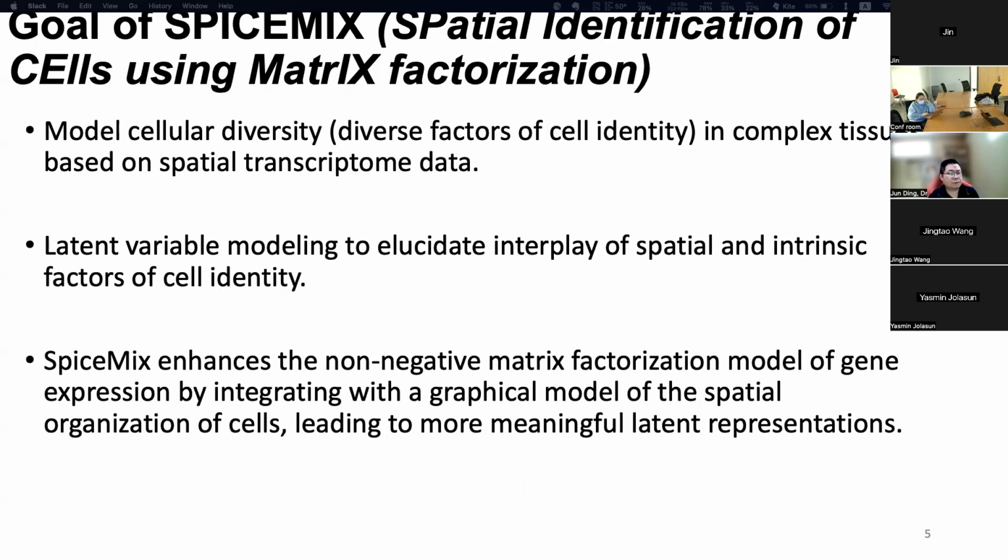So the goal of SPICEMIX is to model cellular diversity in complex tissues based on spatial transcriptomic data. They also do latent variable modeling to find the interplay of spatial and intrinsic factors of cell identity. SPICEMIX basically improves the standard NMF, non-negative matrix factorization, by modeling the spatial correlation among different samples using the HMRF. By the way, I would just say HMRF because it's hidden Markov random field.